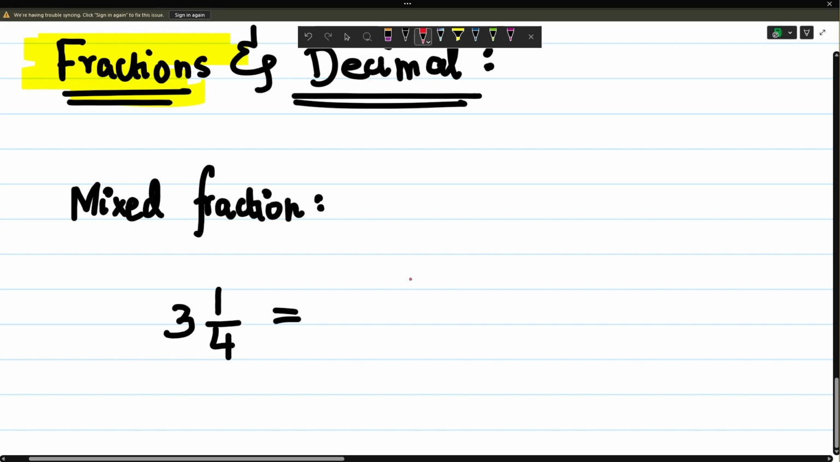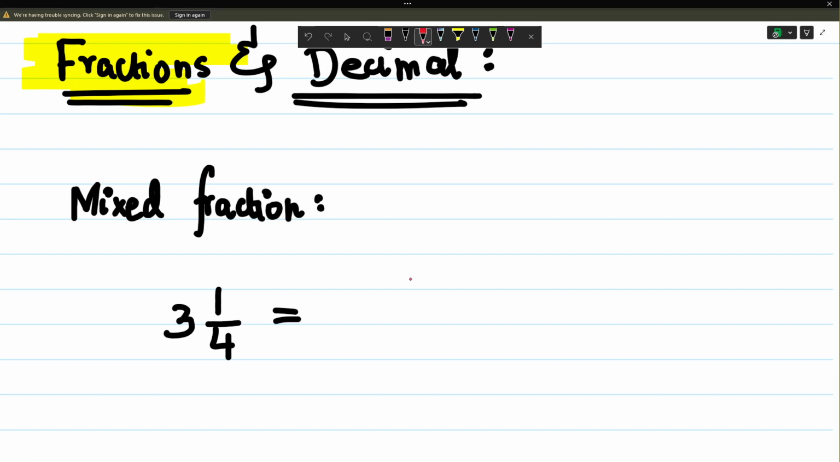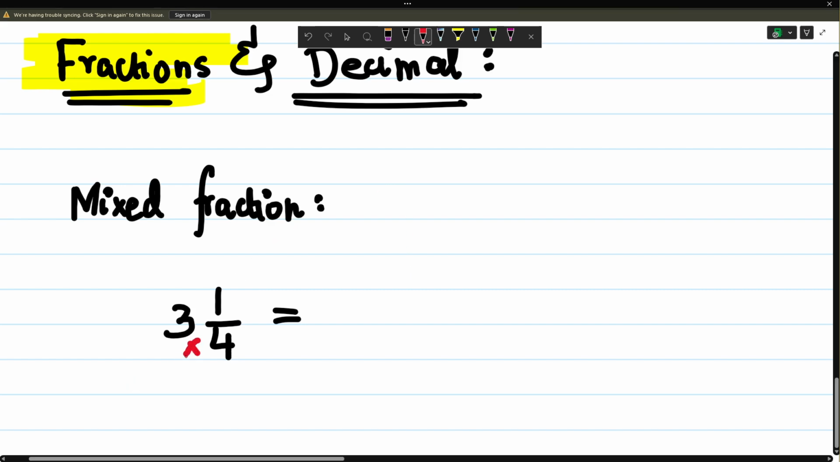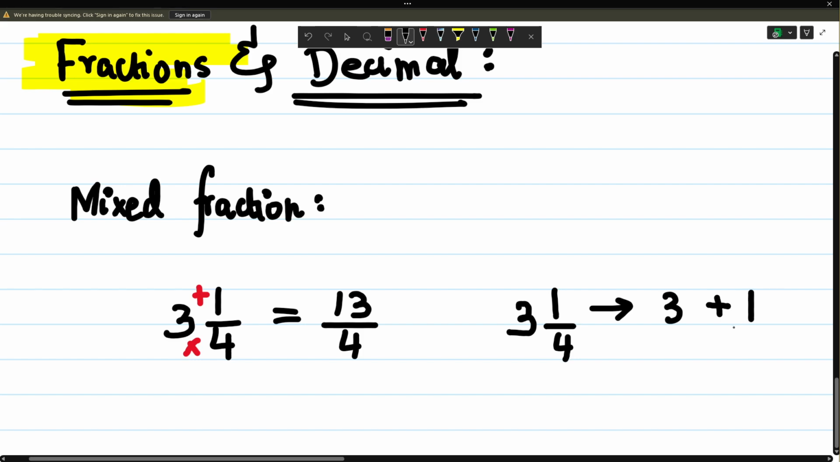So what are the steps? Yes, we multiply these two and we add the above numbers. So 4 ones are 4, 4 twos are 8, 4 threes are 12, and 12 plus 1 is 13. So 13 upon 4. असल में this 3 whole 1 upon 4, this means 3 plus 1 upon 4. ये लिखा हुआ होता है, लेकिन हम बीच में से प्लस को गायब कर देते हैं. ये लॉजिक क्लियर हो रही है?